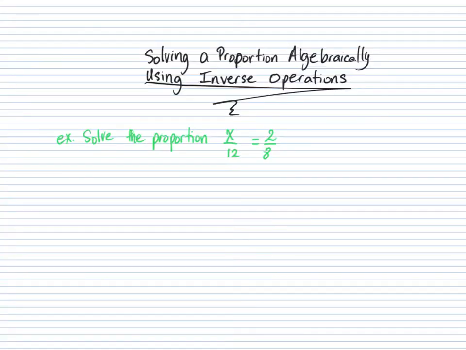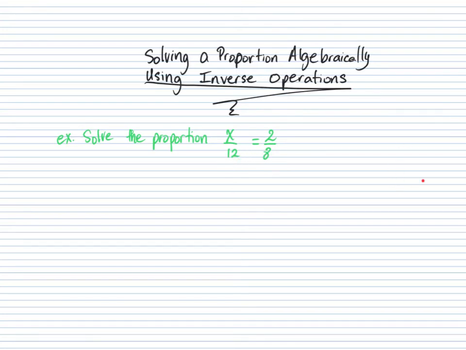Okay, so here we have another proportion, x over 12 equals 2 over 8. We could go ahead and try to do it the way we did before, and it would actually work. We could look at what you multiply 12 by in order to get 8, but that's a harder question to answer.